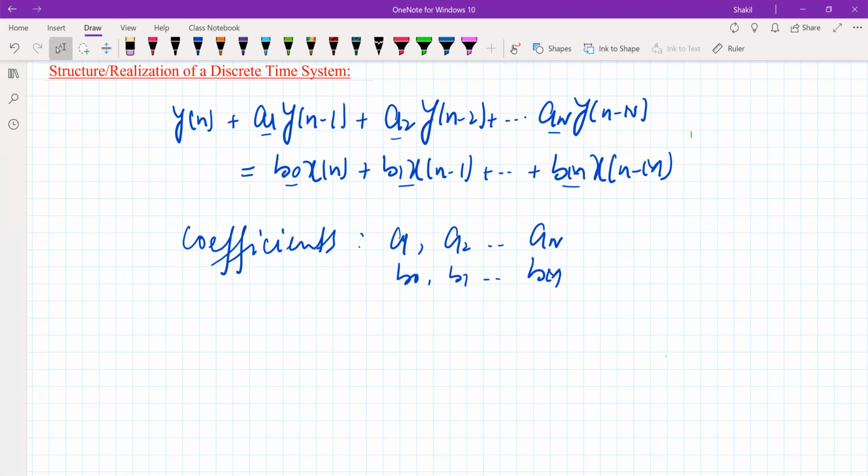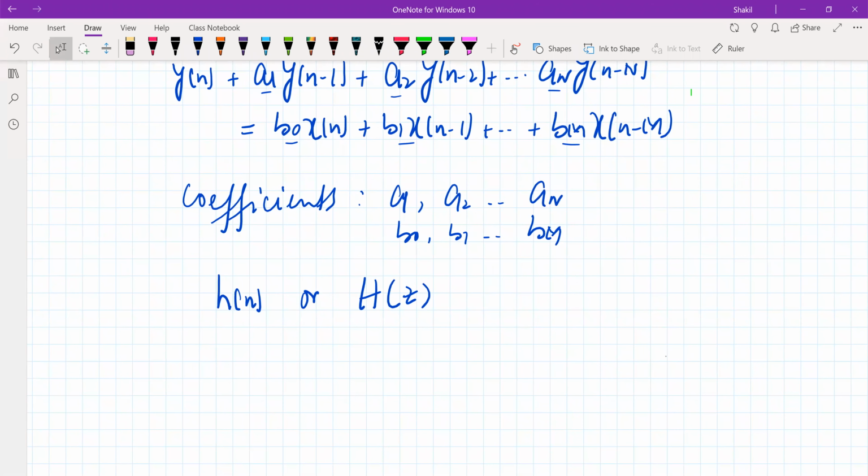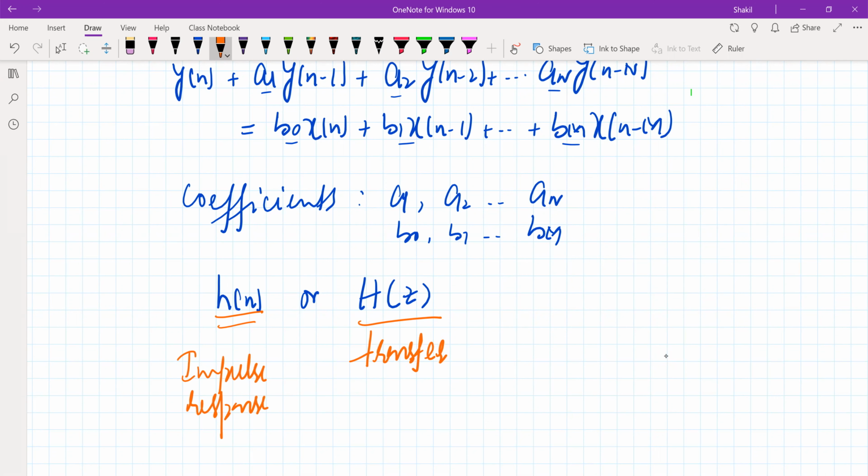Now we know this is a difference equation that gives us the time domain behavior of the system. We know a discrete LTI system is characterized by the impulse response, and in the frequency domain, it's characterized by the transfer function. So this is the impulse response of the system, and this is the transfer function of that system in the Z domain.